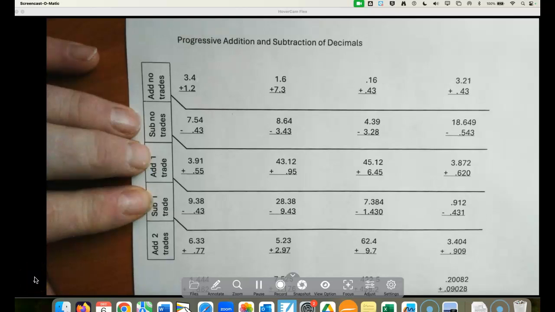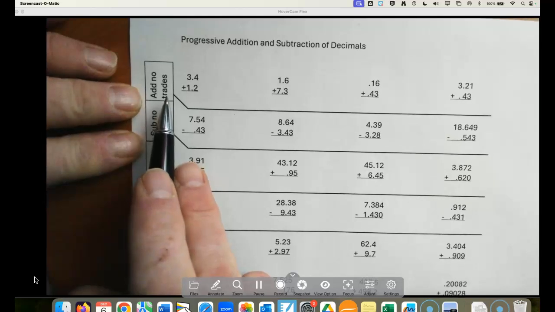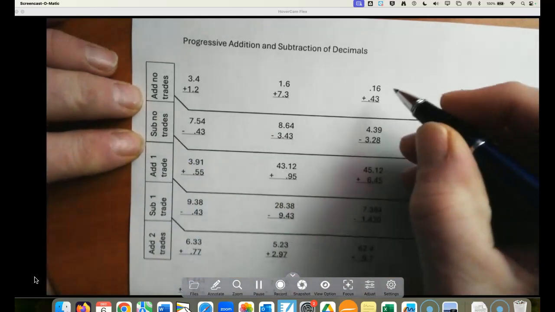So folks, we're going to do some addition and subtraction of decimals on this worksheet here. And it's going to get progressively harder as you go. So starting up in this first line, there's just going to be no trades whatsoever. So I'll just pick a random problem here.